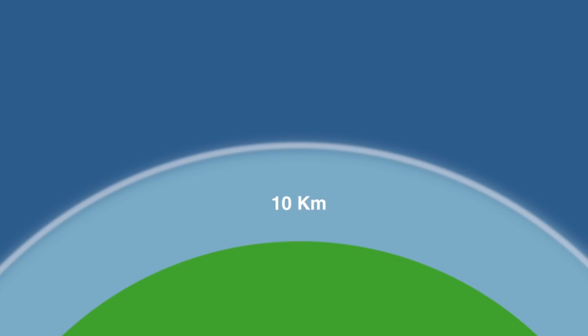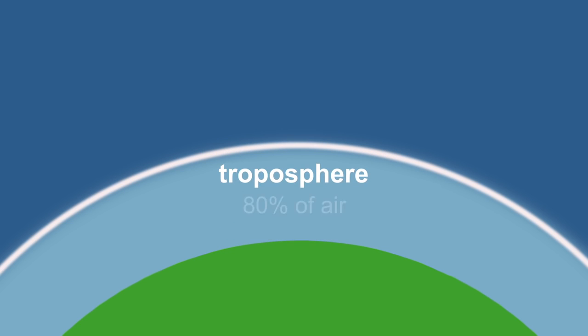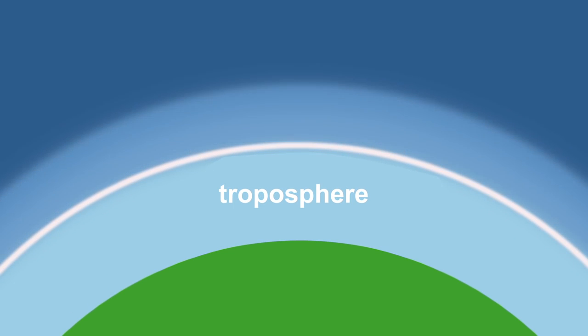The atmosphere gets colder and colder till you reach about 10 kilometers, the tropopause, where the temperature is coldest. Below this is the troposphere, containing 80% of our air, and all the weather. Above the tropopause we have the stratosphere.